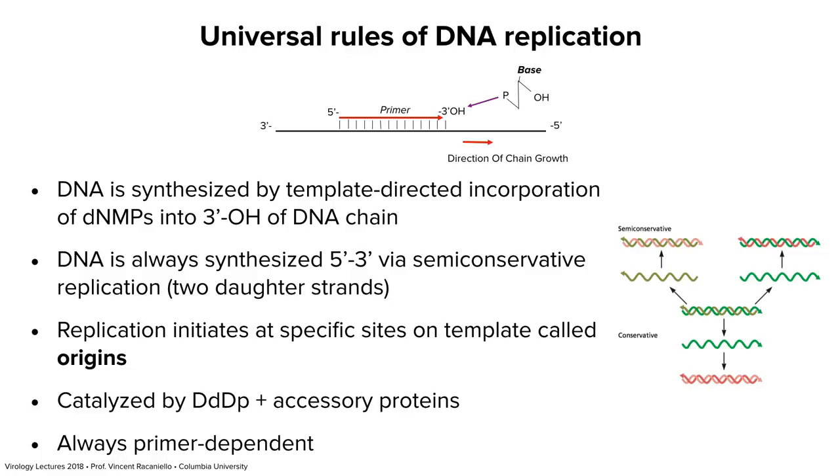Now, there are sites in DNAs where DNA synthesis begins. Just like on a DNA template where RNA synthesis begins, we call those promoters. There are very specific sites on DNAs. We call them origins, or origins of replication, or ORIs, a couple of different ways to call it. That's what we mean by an origin.